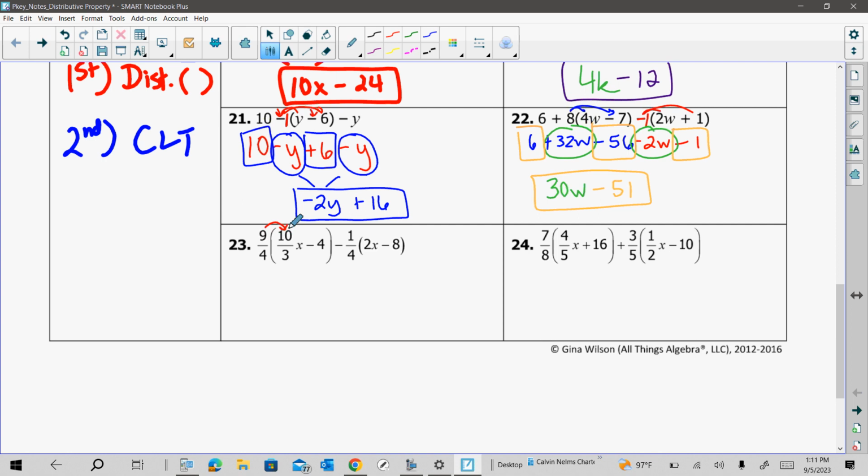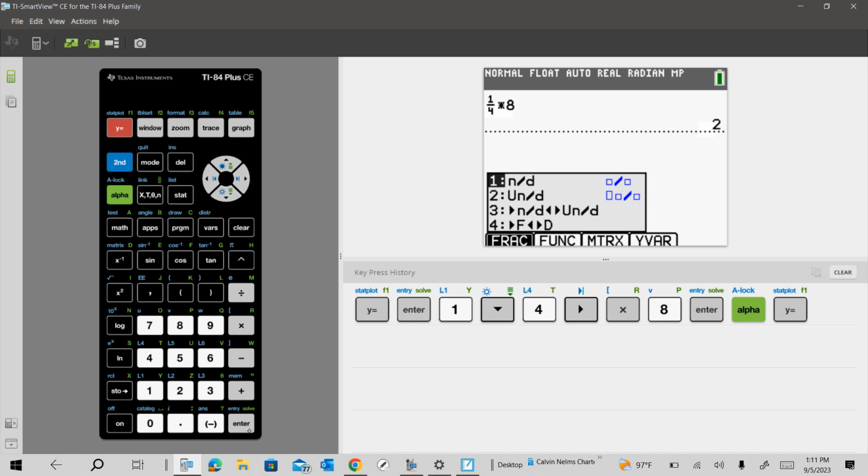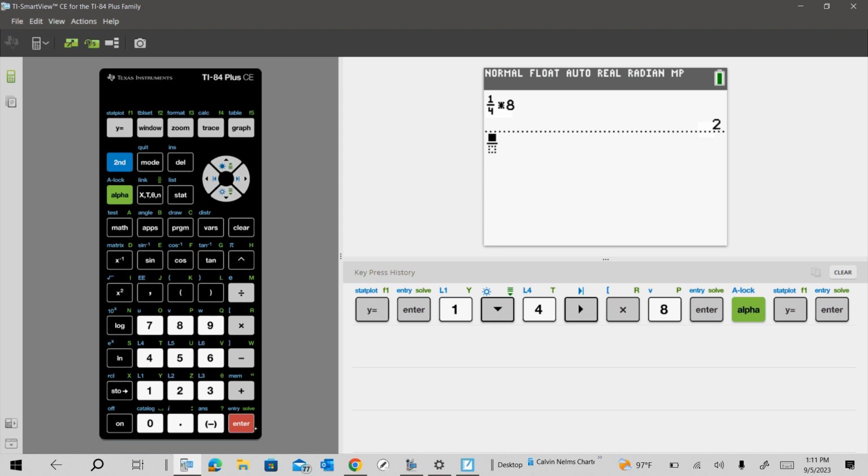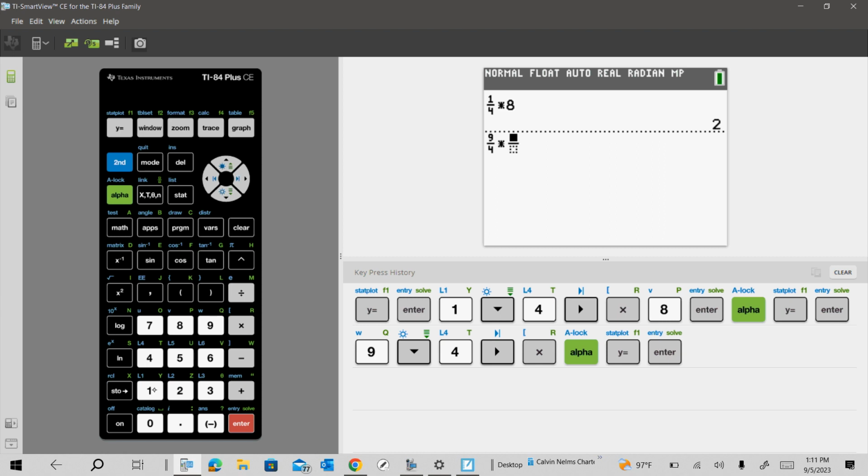If you're not sure, there's a calculator in your hand. You hit alpha y equals, you hit enter, you type in 9/4. The 9 goes on the top, the 4 goes on the bottom, you arrow to the right to get the times. And then we have to do a fraction again because we're doing times 10/3. So 10's on the top and 3's on the bottom.